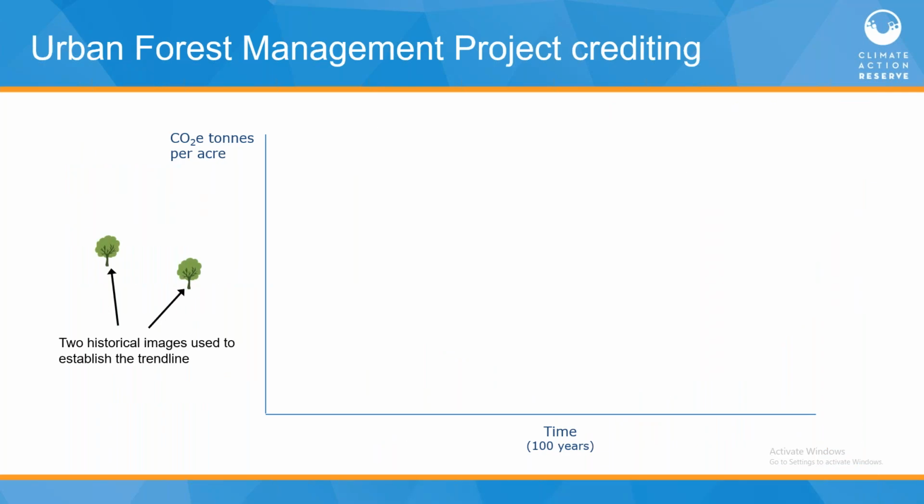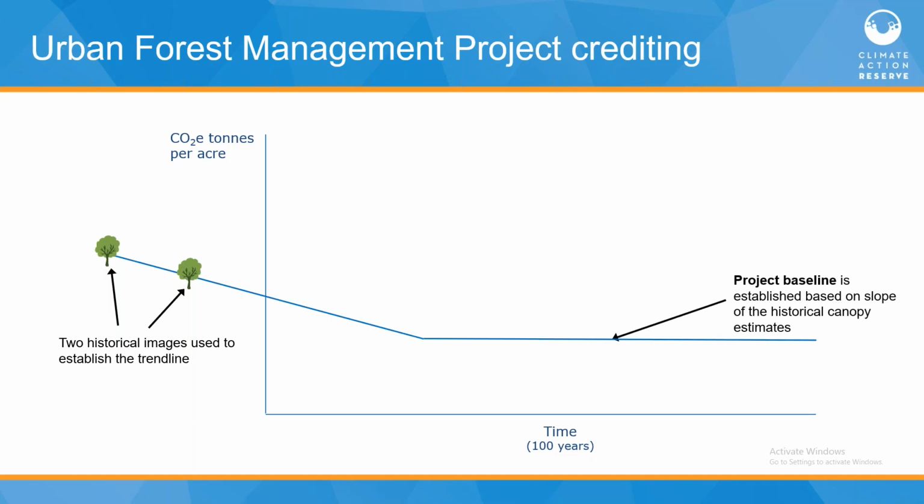So again, to review how crediting works and also provide a visual, the first step is to establish that baseline trend using historical aerial images, which are used to calculate historical canopy cover. In this case, we're showing a decreasing trend line, but as I mentioned, it may also be a flat trend line or an increasing trend line. This is what establishes our project's baseline. As I mentioned, the trend will be projected out until year 25, which is the end of the crediting period, and then held flat for the remainder of 100 years.